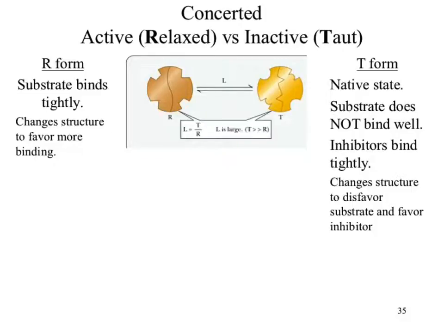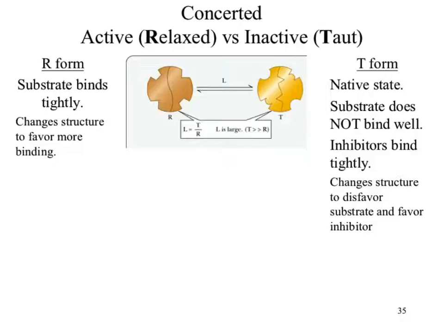So, R, our substrate binds tightly. T form, the substrate does not bind well. Okay? Notice there's an extra term up there. We've got the native form. Okay? We said our enzyme starts in kind of the taut, non-binding state. Well, that's where it naturally exists, so we can refer to it as the native form. Okay? In the taut form, inhibitors do bind well. Okay, because what's the role of an inhibitor? To prevent the reaction from working. So in the taut state where I'm not active, that's where I would expect inhibitors to bind, to keep it in the taut form.